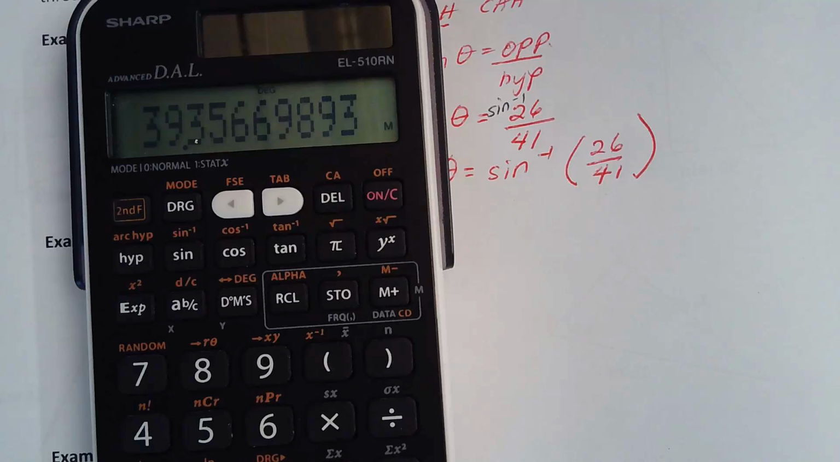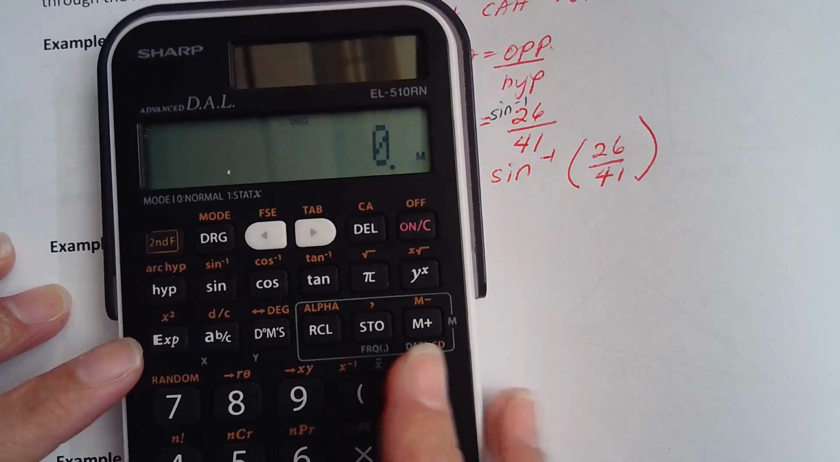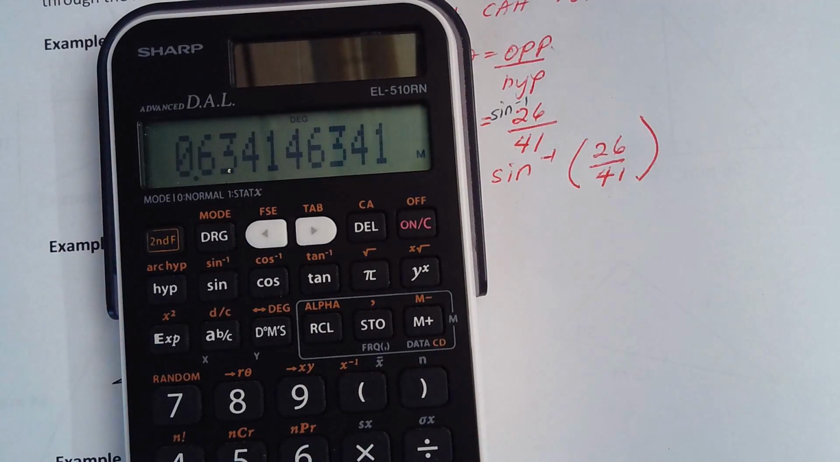Equals 39.35. Okay, that's one way of doing that. Another way of doing this would be 26 divided by 41. Find out the answer first, and then do the sine inverse.